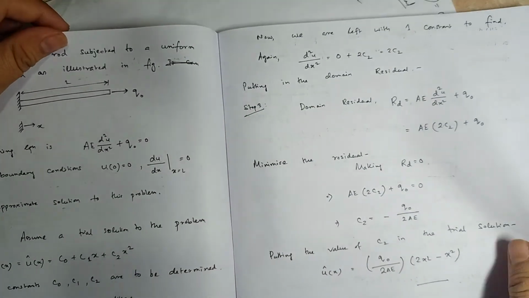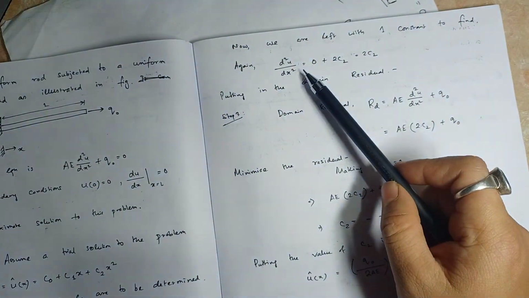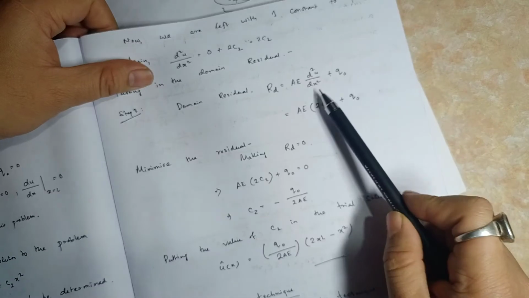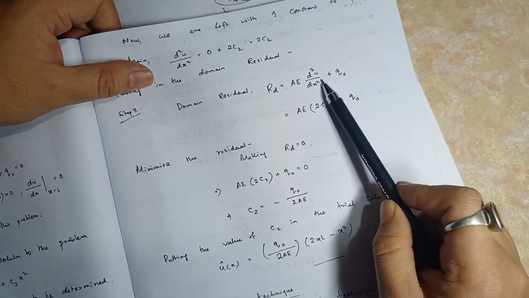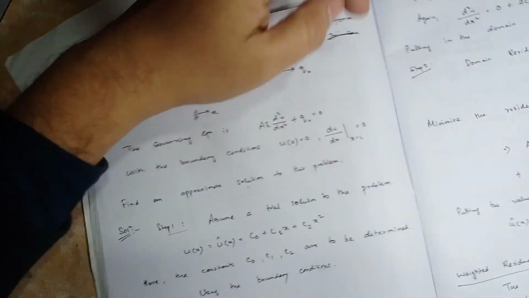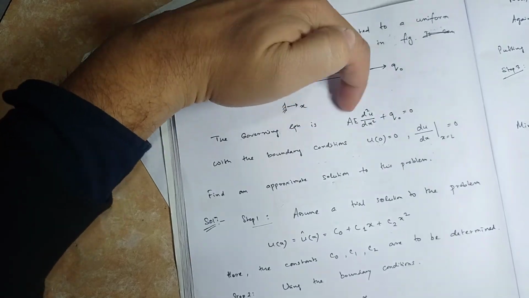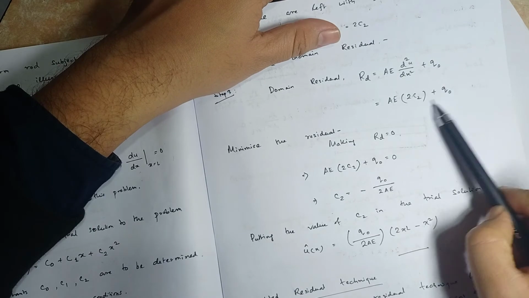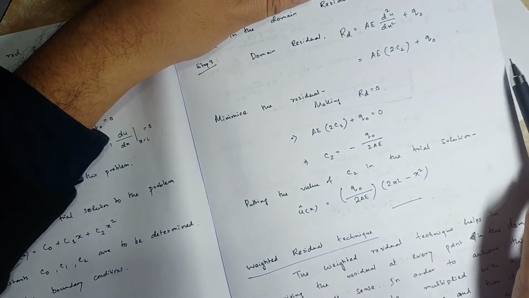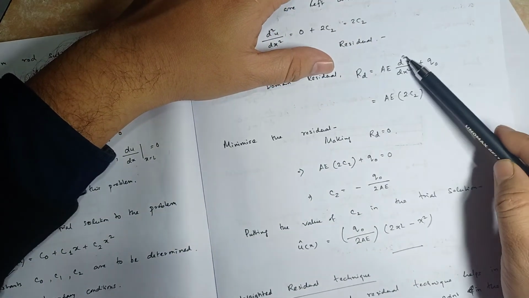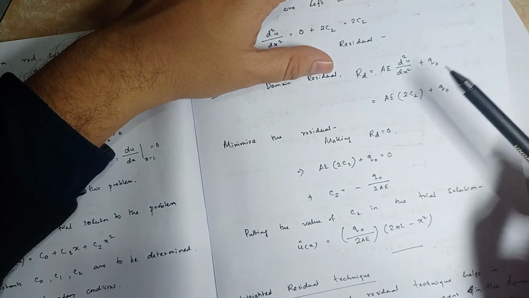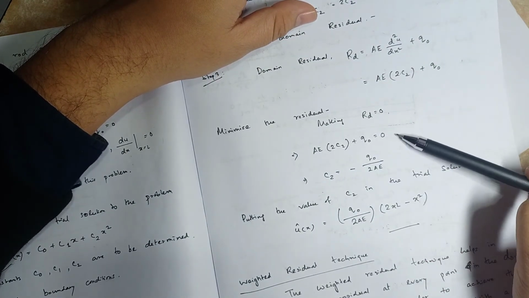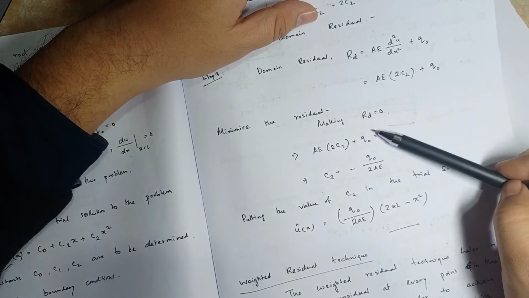Okay, so now once again if we differentiate, we get 2c2. So residual is this one. Okay, a d square u by dx square. So the right hand side we have 0, left hand side the whole term is there. So this is your residual. Okay, so we have to minimize this. That means we have to make this equal to 0. So we put d square u by dx square equal to 2c2. Okay, so ae into 2c2 plus q naught is equal to 0. Okay, this is the residual.